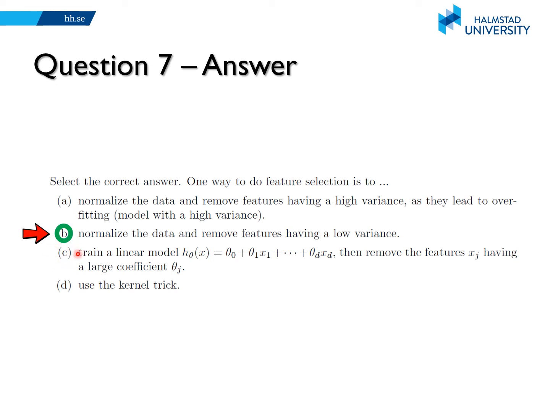And if we check the option C, train a linear model, theta 0 plus theta 1 x1 and so on, then remove the features xj having a large coefficient theta j. Well, what we should do is actually the inverse of this. You want to remove features having a low coefficient theta j, because such features will not contribute much to the prediction.